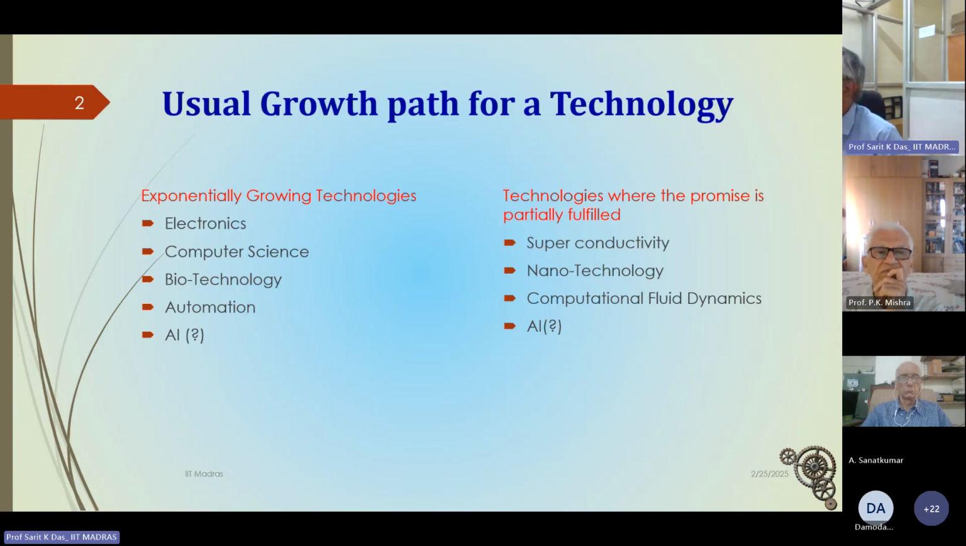Why I tell that? Because there is another list on the right-hand side. Not that every technology, when it develops, goes on unstopped, exponentially. There are certain technologies which show a lot of promise at the beginning, but then we find that all the promises are not fulfilled. And quite often, they become successful only in a narrow area, only in one kind of application, only in certain aspects. For example, superconductivity.